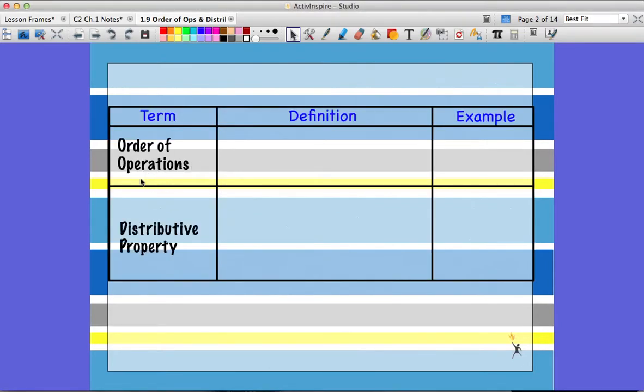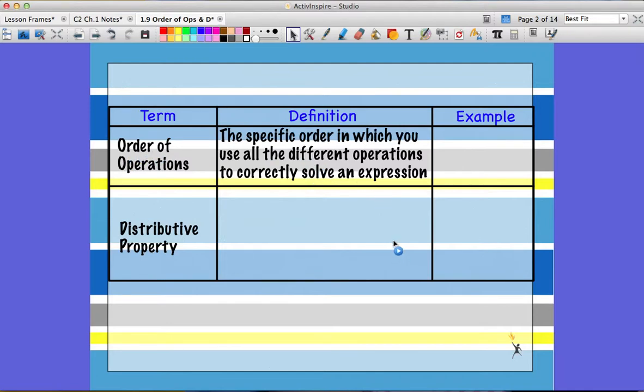All right, in your vocabulary, the first term that you have for today is order of operations. The order of operations is the specific order in which you use all the different operations to correctly solve an expression. Now, operations in math are your multiplication, division, addition, subtraction, exponents. Okay? So whatever you are doing is considered your operation. All right, and for your example, we're just going to write down PEMDAS. You do not have to write down this extra. I know that there's not a lot of space, so I just want you to write down PEMDAS.